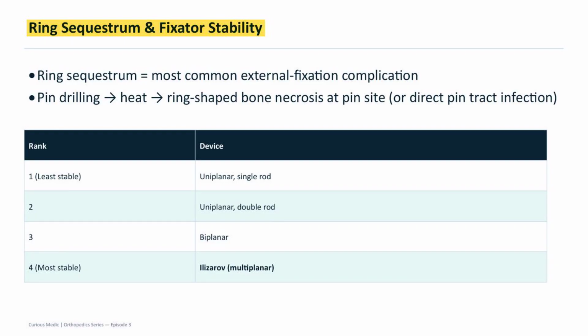Going from uniplanar to biplanar to multiplanar increases stability. The stability ranking from lowest to highest is uniplanar single rod at the bottom, then uniplanar double rod, then biplanar, and at the top, the Ilizarov ring fixator, which is multiplanar and the most stable.